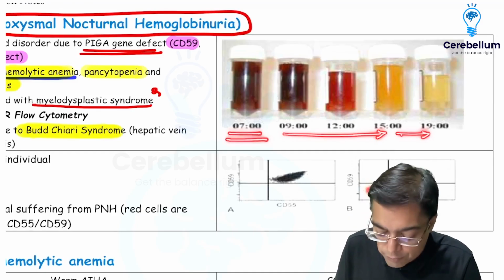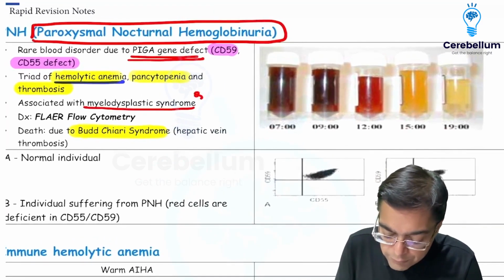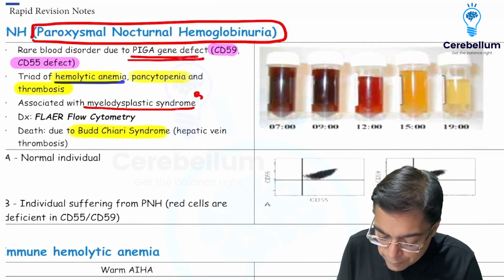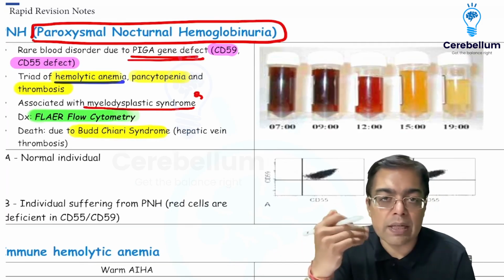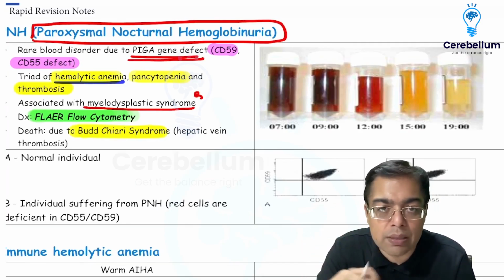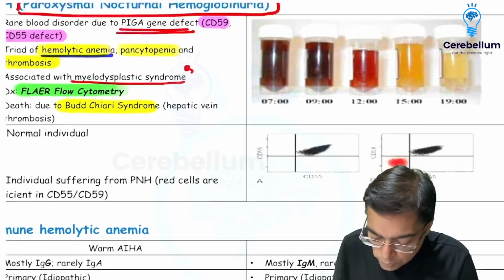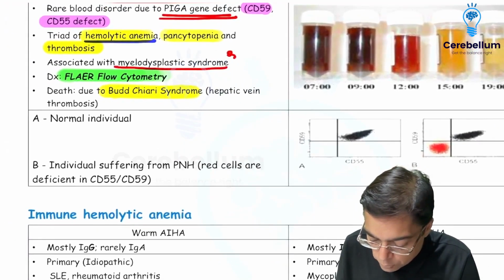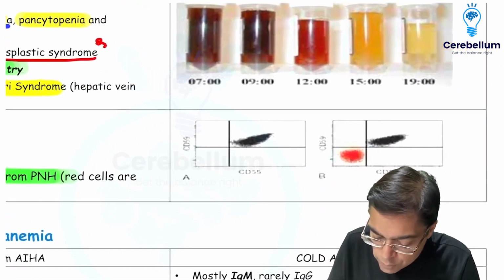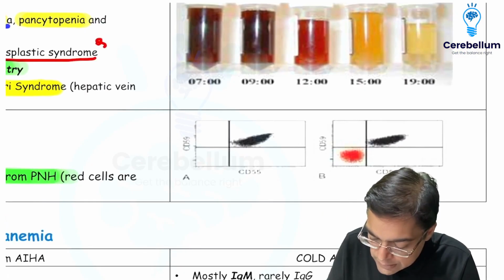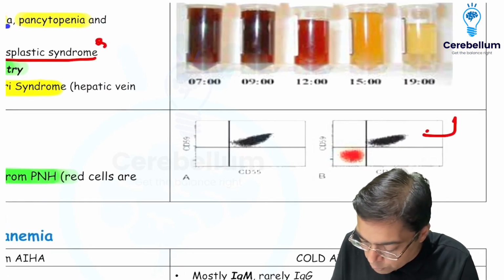When we are talking about the confirmation of this condition, that can be done with the help of a test that is given the name of flow cytometry. Now, because it is an acquired problem, some cells are normal, some cells are abnormal. Therefore, people who are suffering from PNH are going to have the presence of two types of cells. Some of the cells in these individuals are going to be abnormal, and some of the cells are going to be normal.